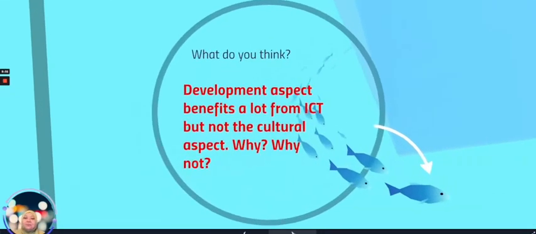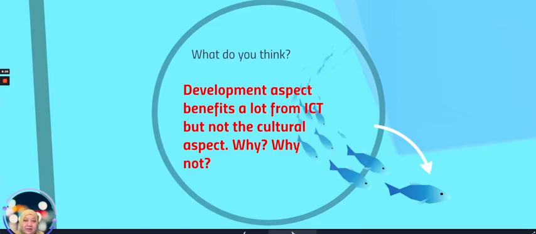Okay, now, what do you think? Development aspect benefits a lot from ICT, but not cultural aspect. Why and why not? So the first one that we are going to discuss in our next class is, what are the negative influence of ICT on development? And this is the second one.